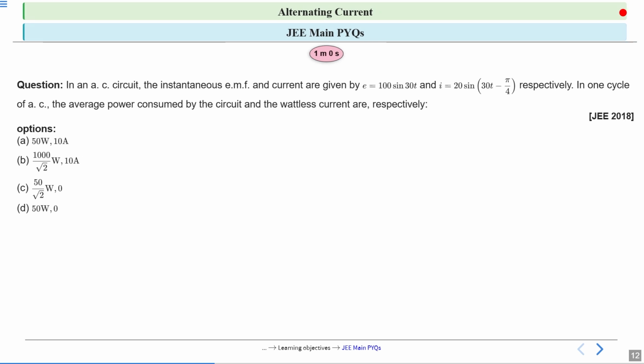Okay, next question. In an AC circuit, the instantaneous EMF and current are given by E equal to 100 sin 30t.